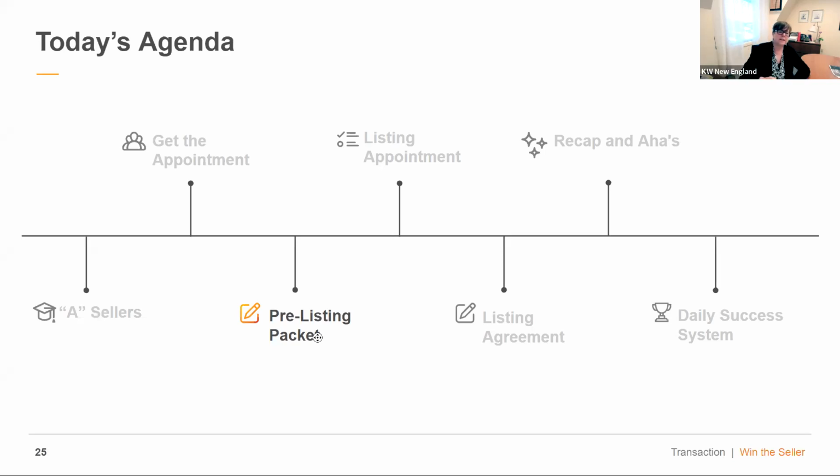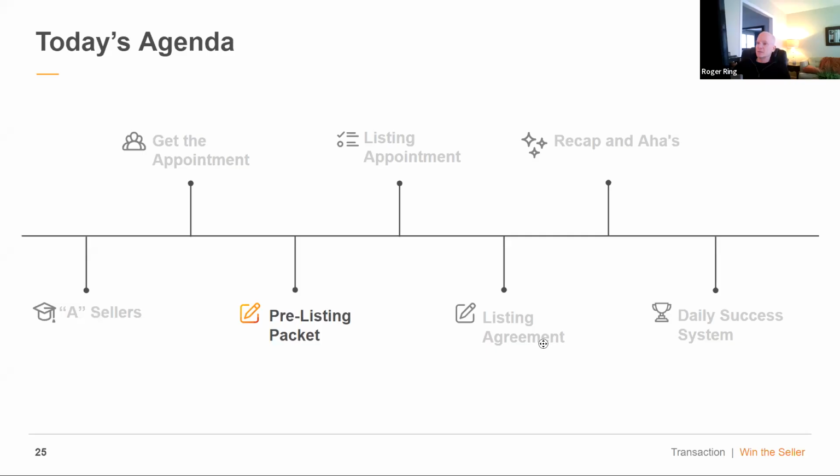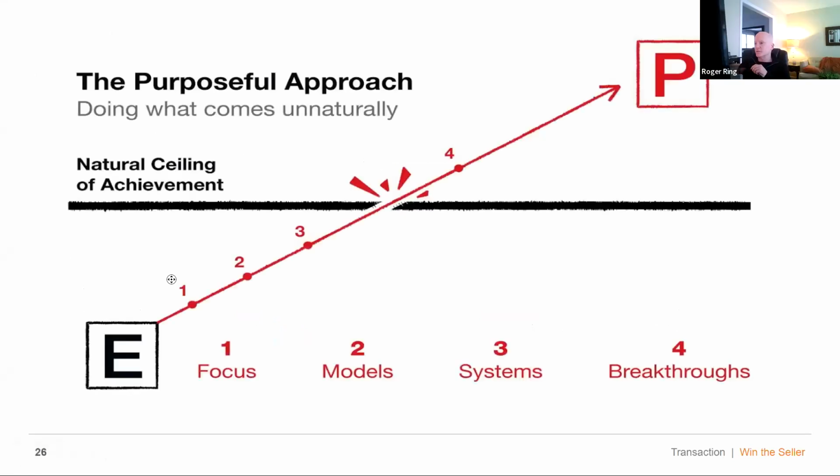All right, we're going to start moving a little bit. Oops, I missed one. Hold on. You're right, I think I'm missing a slide here. Oh, no, here we go. So has anybody ever heard of the E to P natural ceiling of achievement? Have we done this already in Ignite yet?